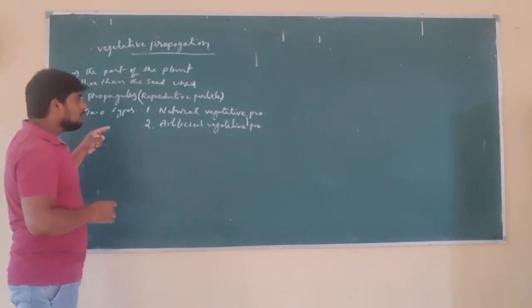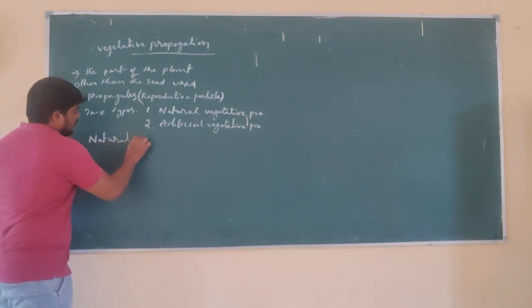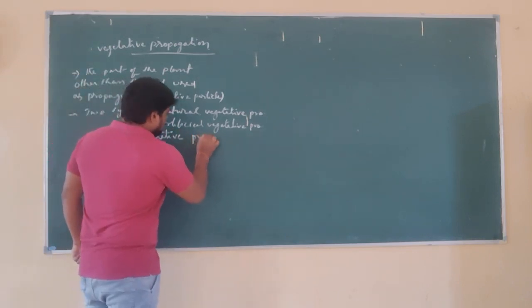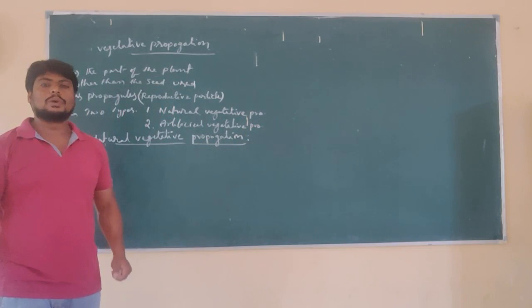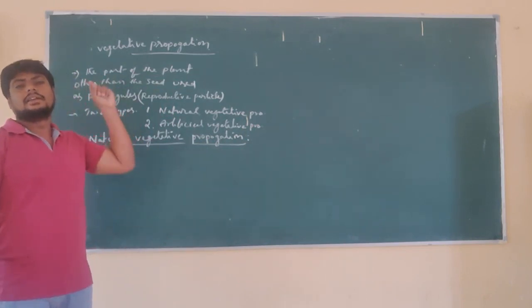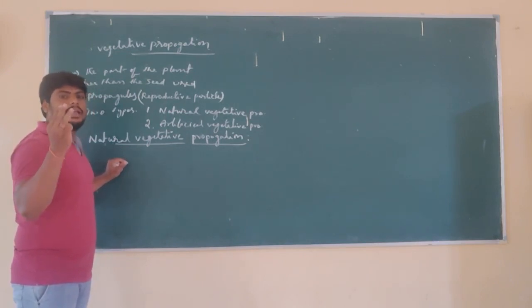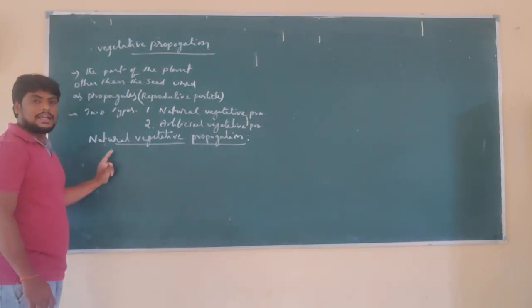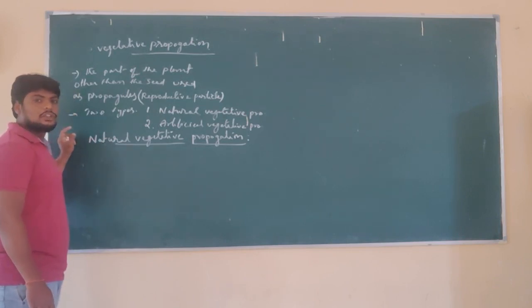Now we are going to discuss natural vegetative propagation. Under this method, plants naturally produce the new plant other than from the seed. That is, they use either root, stem, or leaves to produce the new plant. So naturally this process is occurring, meaning the plants are producing naturally. This is called natural vegetative propagation.